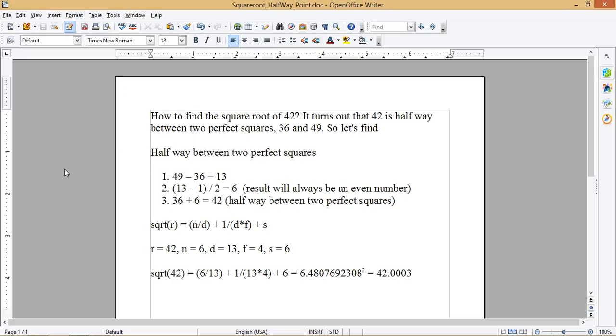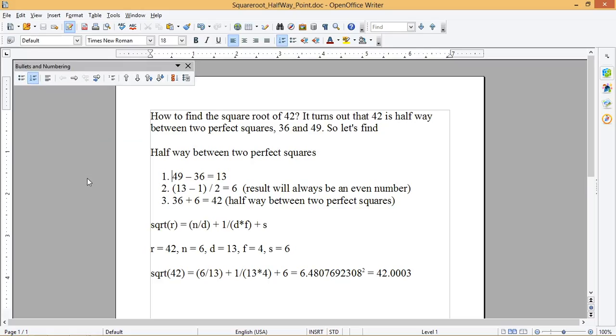Okay, in one of my earlier videos, I promised to show you guys how to find the square root of 42. So that's what this video is going to be. It turns out that 42 is halfway between two perfect squares, 36 and 49. So let's find out how to find the halfway point between the two perfect squares. We're going to do that first. Very simple. So what is the halfway point between 36 and 49?